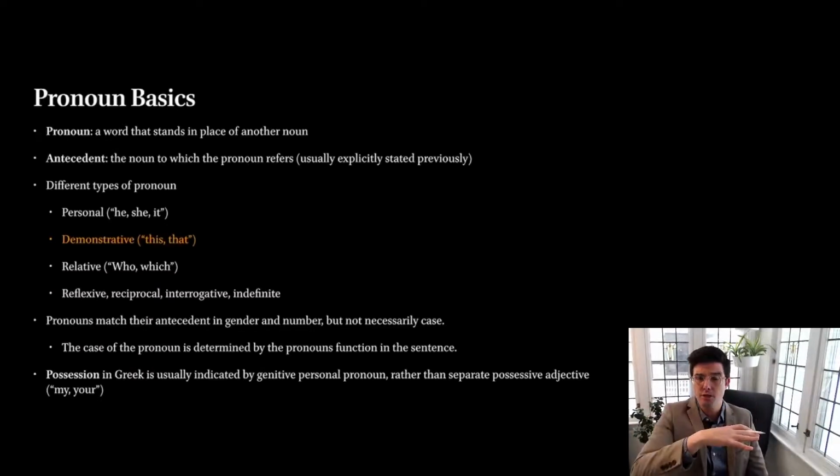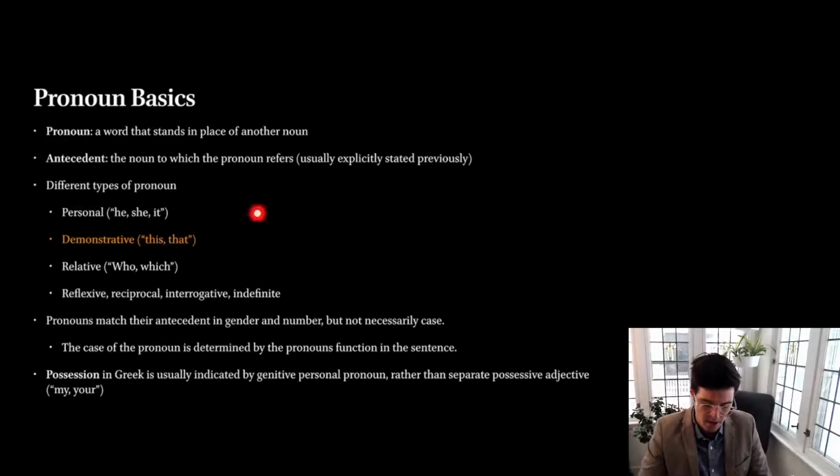So if you remember back to our introduction to pronouns, we talked about these different aspects of pronouns. That a pronoun is a word that stands for another word that has come previously in a discourse, whether that be in the sentence or earlier in the paragraph. And the word to which the pronoun refers is called its antecedent. And a pronoun is going to match its antecedent in gender and in number in Greek all the time. So we're always going to have the gender and the number of a pronoun matching back to what it's referring back to earlier in the context.